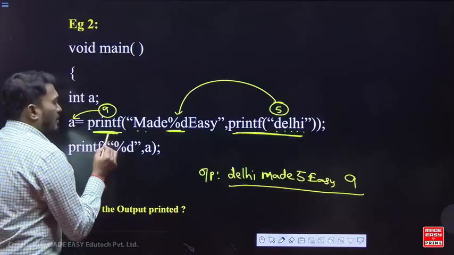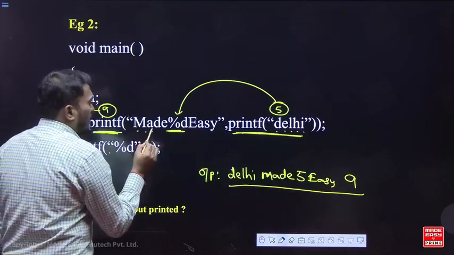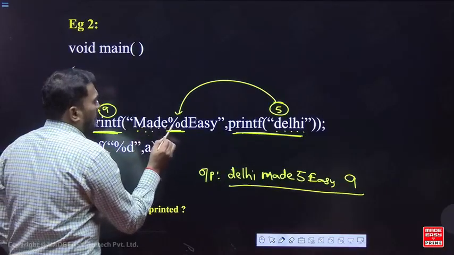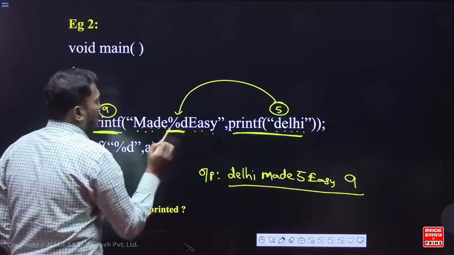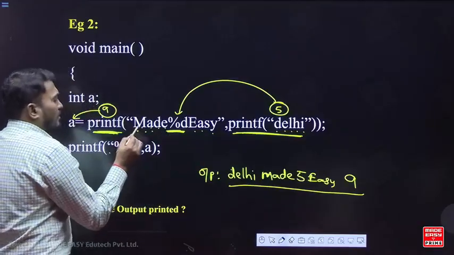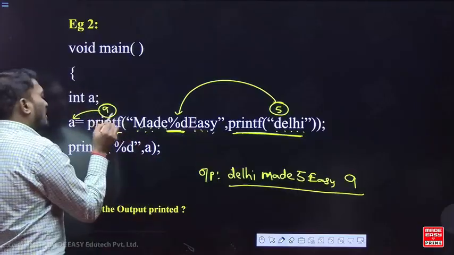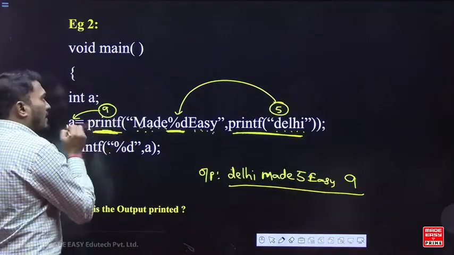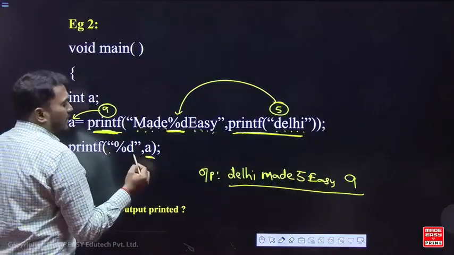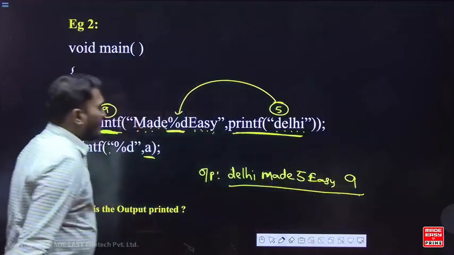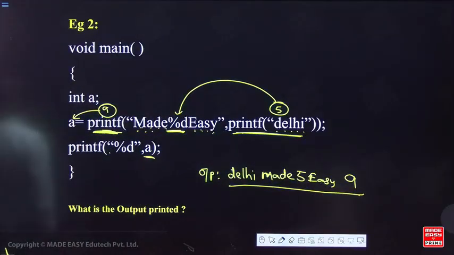And this printf is printing how many symbols? 1 2 3 4, 5 6 7 8, and 9. Total 9. So what is this returning? This printf will return 9 and 9 will be assigned to A. If I print A, it will print 9. So that is the output it is going to print. Is this clear for everyone?